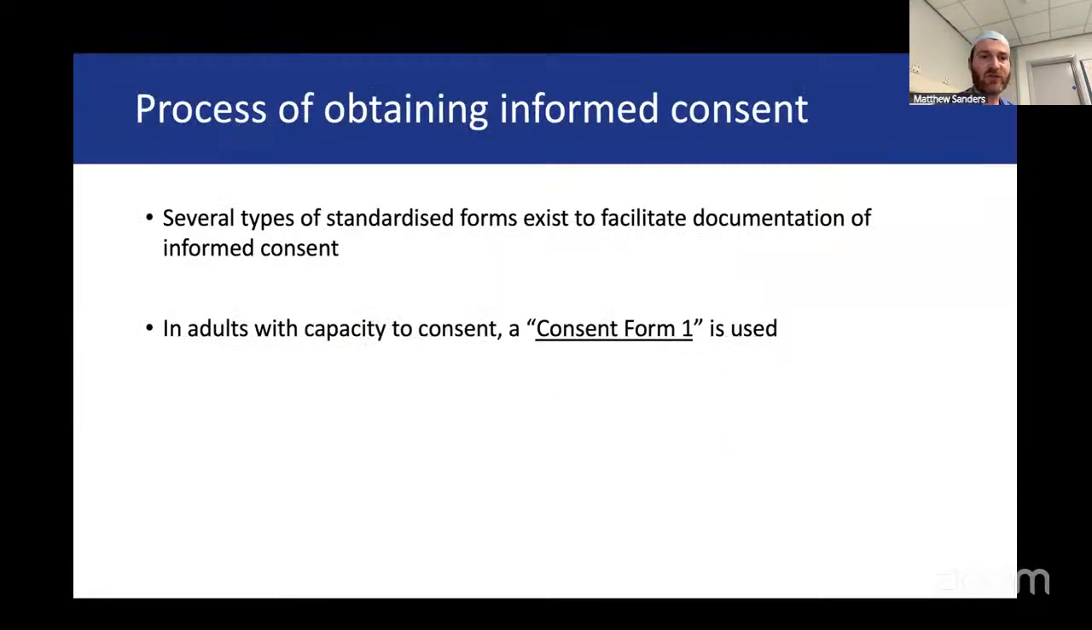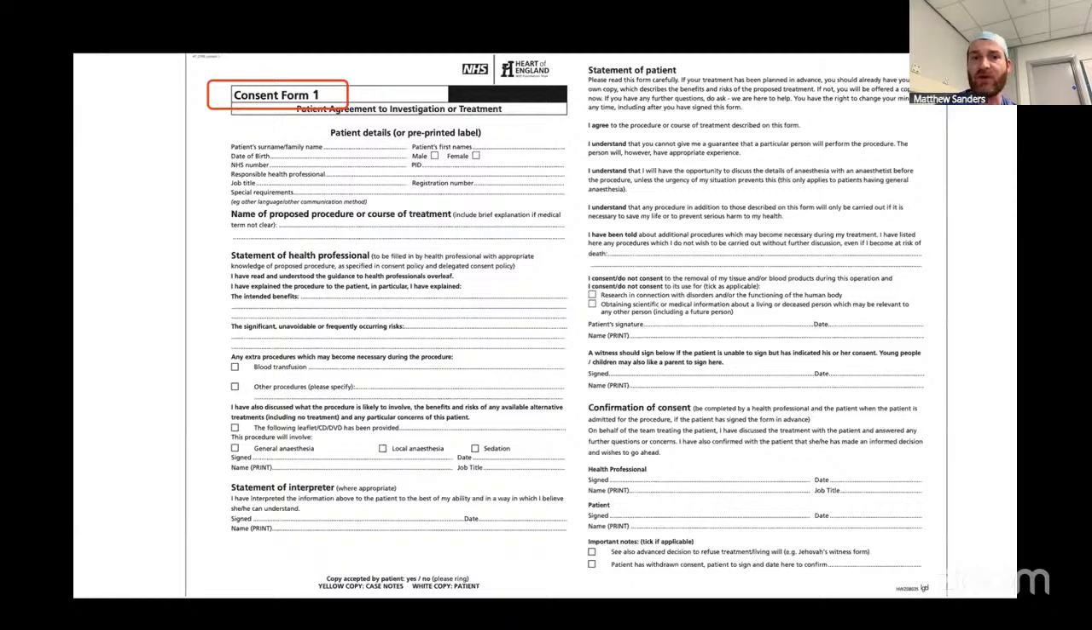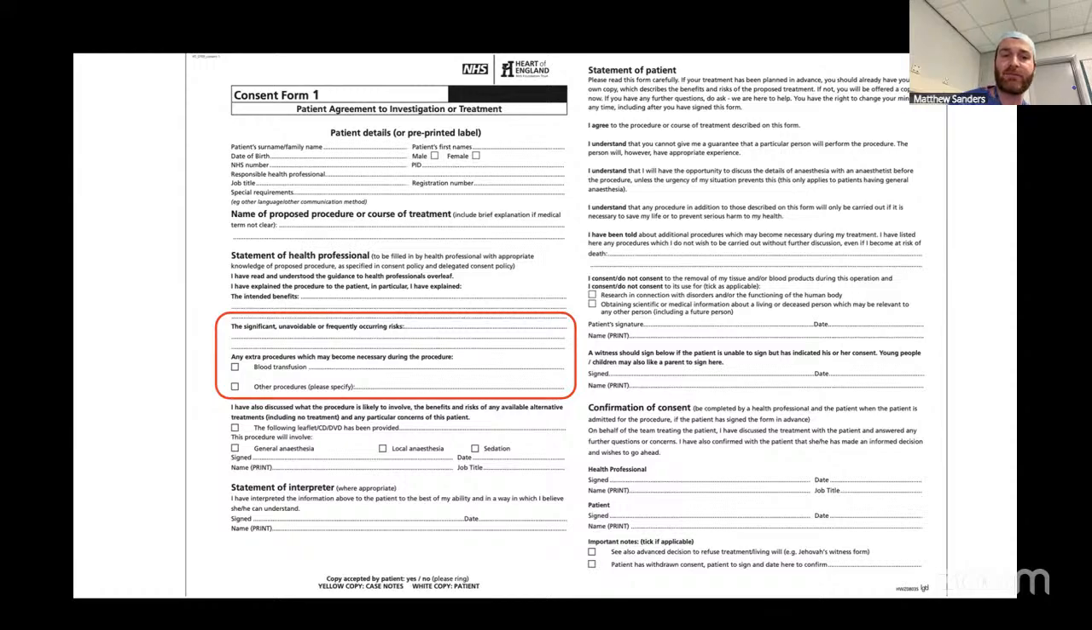So in the UK, there are several standardized formats to facilitate documentation of an informed consent. In adults, so those aged over 18 with capacity to consent, we use a consent form 1. A consent form 1 is a standardized document, and this is an example from a trust in the heart of England. However, all of these documents up and down the country are essentially uniform. So the name of the procedure is clearly written for the patient to understand. The intended benefits are documented clearly, and again in a way that the patient can understand. And then the significant, unavoidable, or frequently occurring risks are documented clearly.